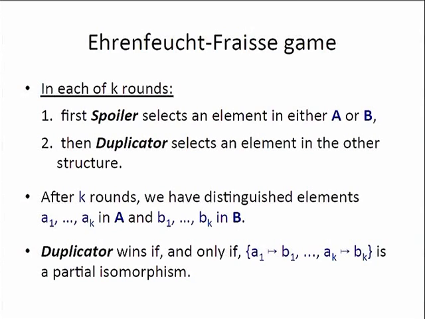So the way the game works is that in each of the k rounds of the game, first the spoiler selects an element in either structure. So he selects a structure and an element in that structure. And then the duplicator selects an element in the other structure. And so this continues for k rounds. At the end of the game, after all k rounds, we have a sequence of k distinguished elements in A and a sequence of k distinguished elements in B. And we say that duplicator wins the game if and only if these two k-tuples of elements describe a partial isomorphism between the two structures. Okay, so that's the definition of the game, and I'll work through some concrete examples, so this will hopefully be very clear later on.